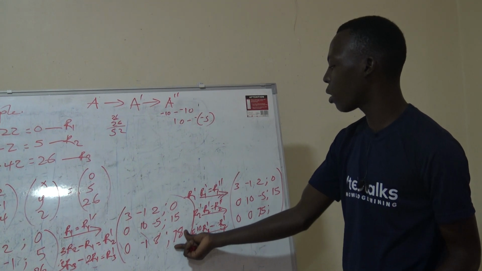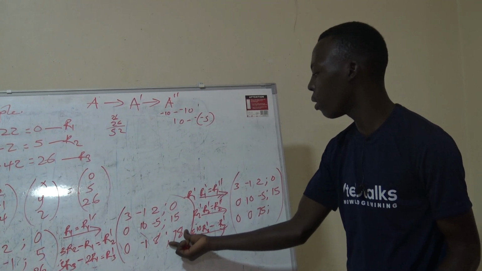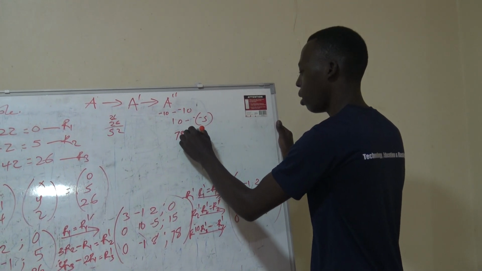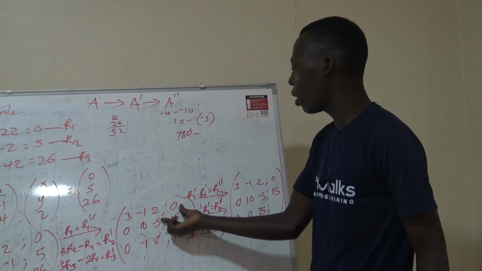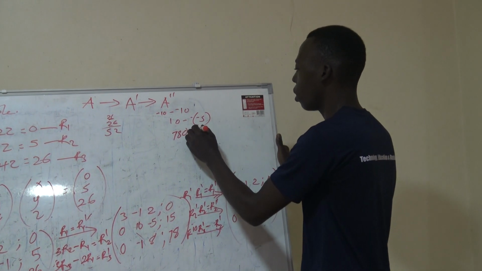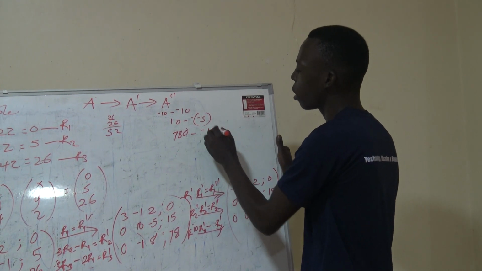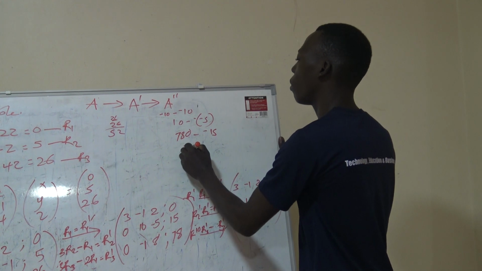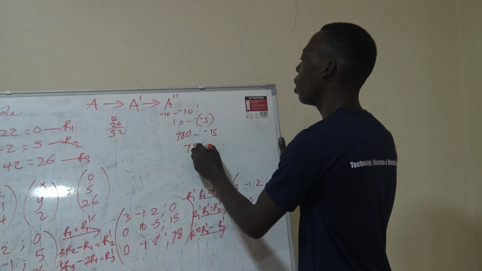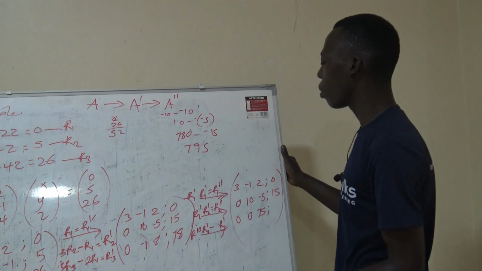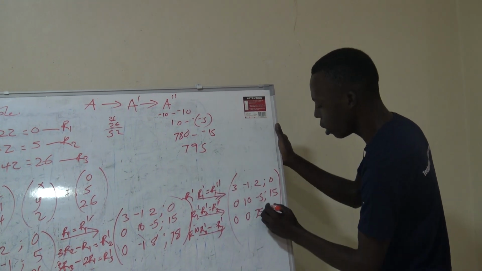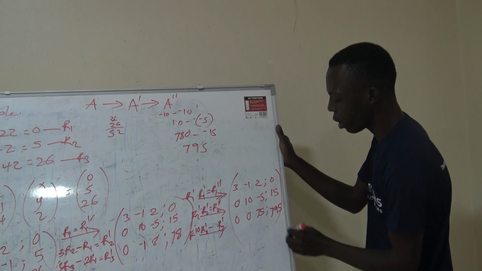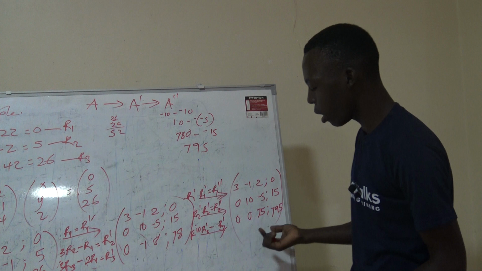So we are on this side now. This one now becomes 10 times this one, which is 780, minus, now this one becomes negative 15. So for this case, it will be an addition. So for this, it is 795. So that will be our answer.